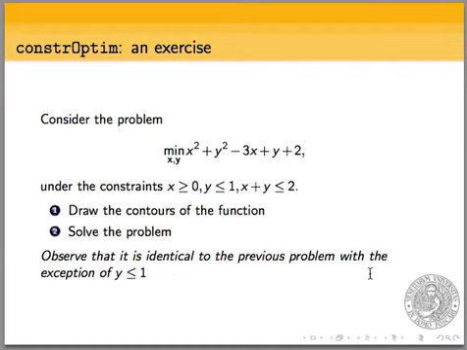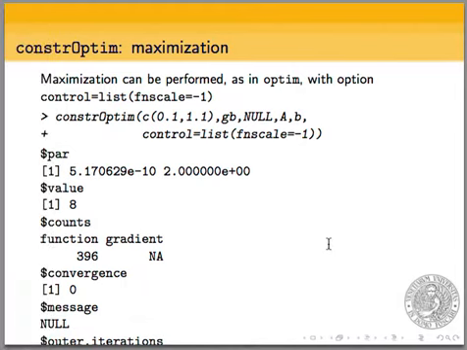And observe that this is very similar to the previous problem, but I was changing one constraint. So basically, I was changing this. So let me move forward now. So how do you use constrOptim when you have to maximize? Well, basically, this is exactly the same story as optim.